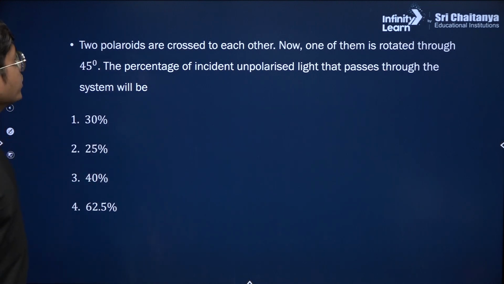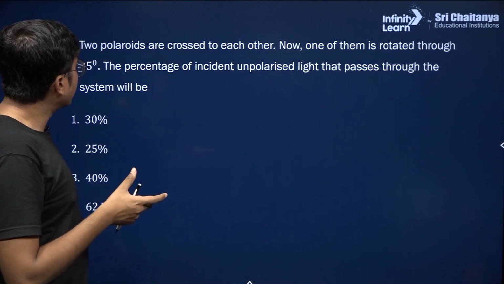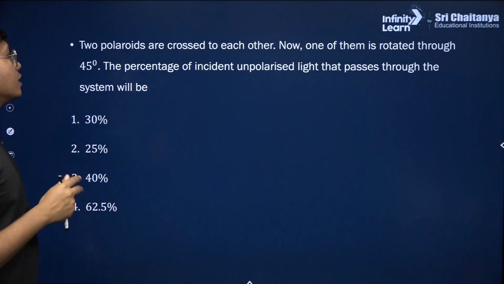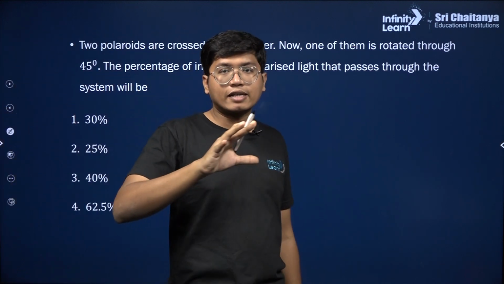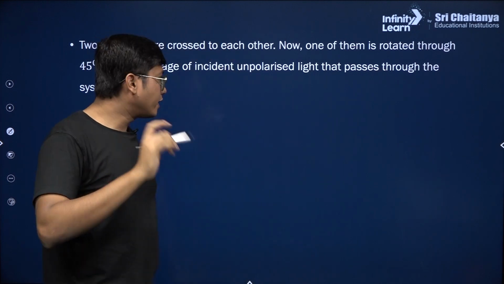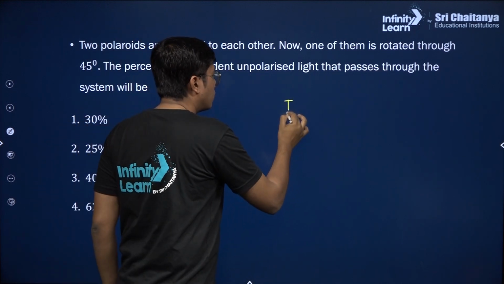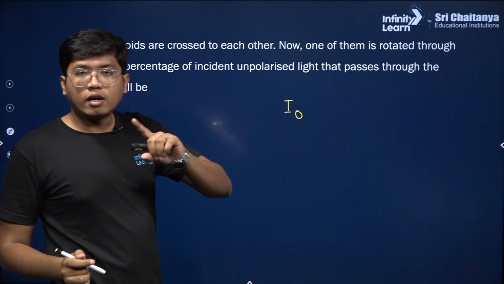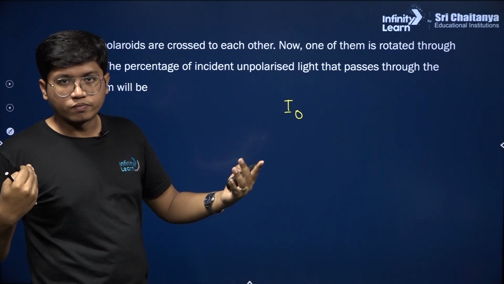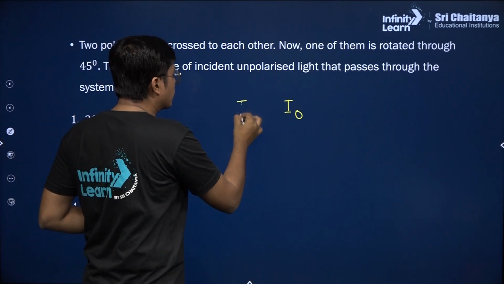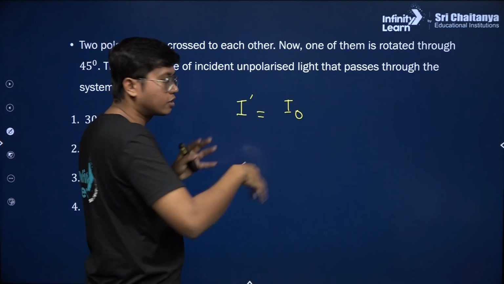Two Polaroids crossed to each other, one of them is rotated through 45 degree. Percentage of incident unpolarized light that passes through the system would be. So suppose the incident light that comes in has an intensity I naught. We want to find what is the intensity coming out after the second polarizer. So that will be I dash.